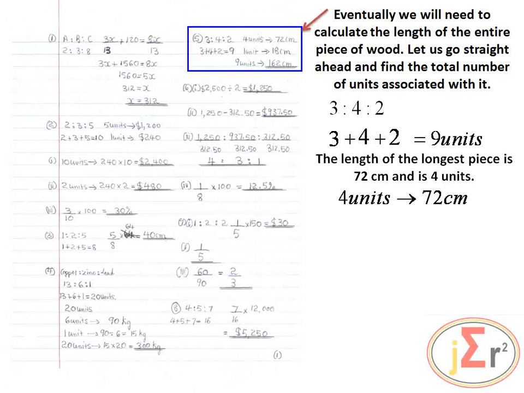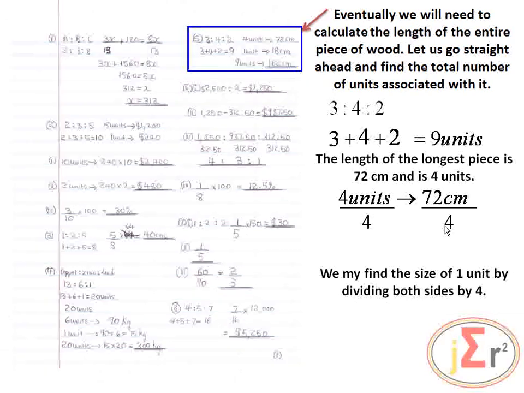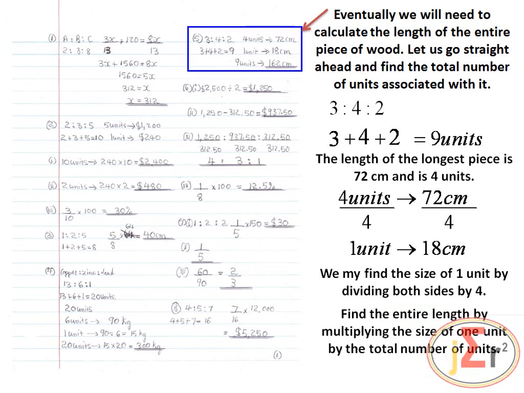And what do we do? We find the size of 1 unit by dividing both sides by 4. Let's go straight ahead. No doubt, 4 into 4 is 1, so 1 unit on that side, and 4 into 72 is 18. There we have the size of 1 unit, and the entire thing is represented by 9 units.